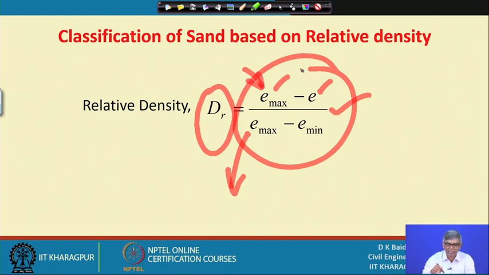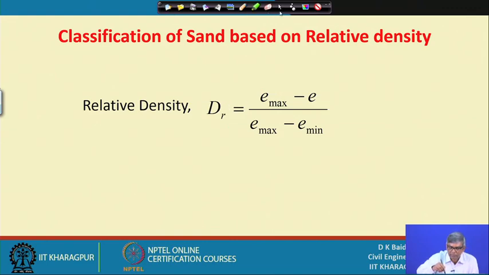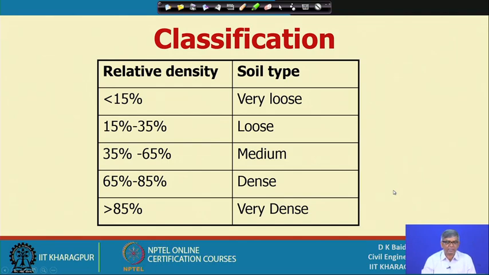So, this is the relative density, and based on this relative density, granular soil can also be classified another way, which is given here. If the relative density is less than 15, then the soil will be classified as very loose. That means if sand is there at a particular site, then what type of sand? It is a very loose sand, if it is less than 15%.